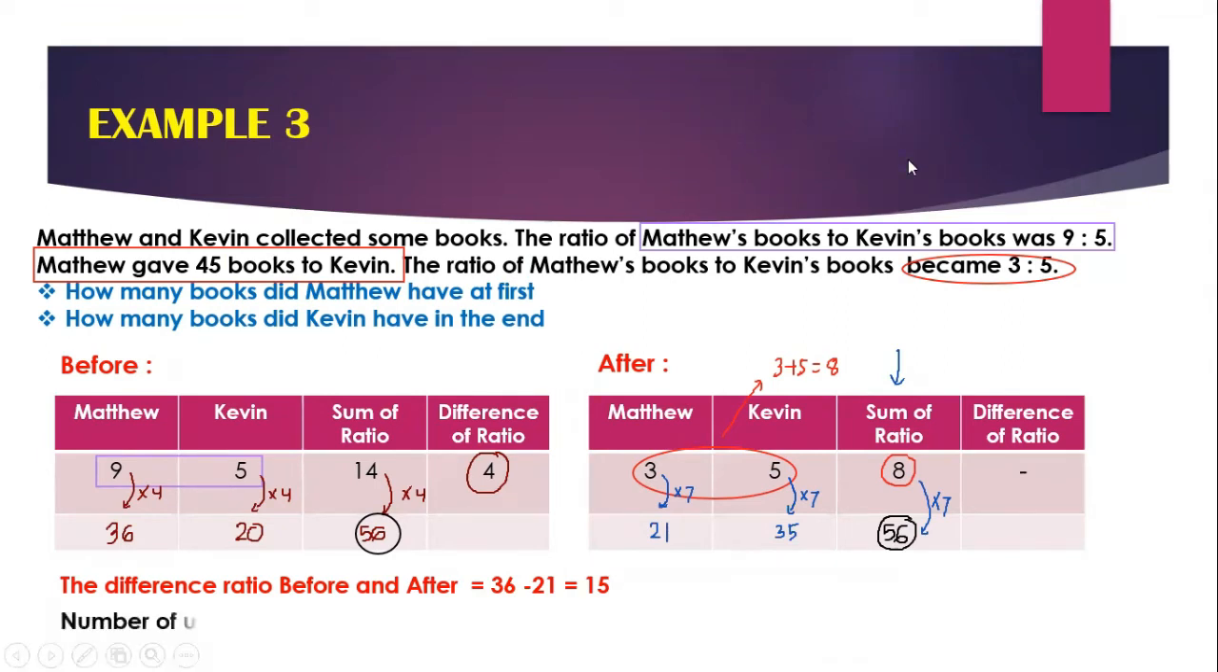Next, number of units. The number of units is 45 equals 15x. How do you know that 45? The 45 is Matthew gave 45 books to Kevin. So that's why we put here 45 equals 15x. How do you know that 15? This one, the difference. Clear to everyone?